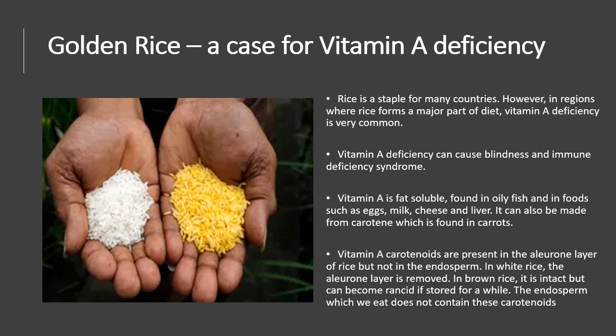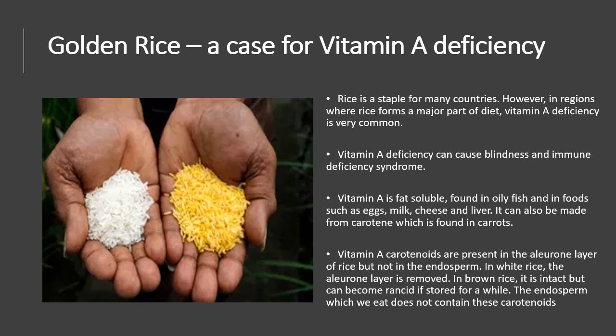Vitamin A is fat soluble. You find it in oily fish and in foods like eggs, milk, cheese, and also liver. And it can also be made from the carotene that is found in carrots. In case you're wondering what carotene is, it is the pigment that gives carrot its color. But you also find that vitamin A can be found in what we call the aleurone layer of rice, but not in the endosperm.